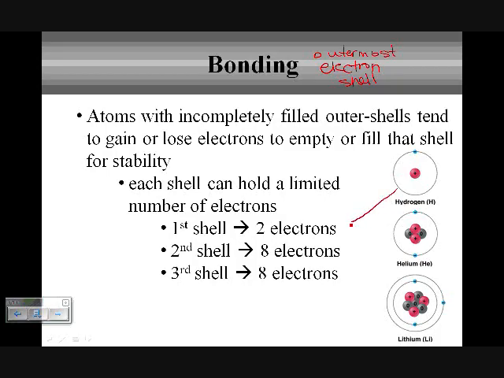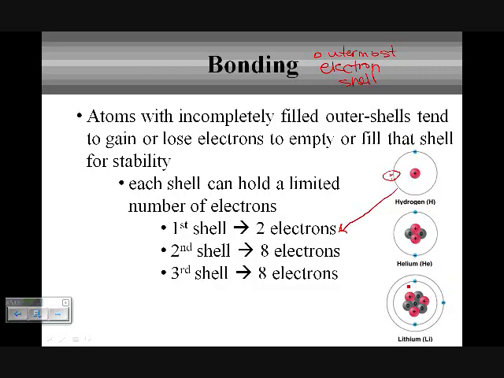And in the first shell, what you're looking for is 2 electrons. So we're missing something in that extra space. Hydrogen is looking to bond with something to fill that missing spot. Helium, however, has 2 electrons in its outermost shell, because helium is one of those noble gases, so its first shell is full. It has 2 electrons.